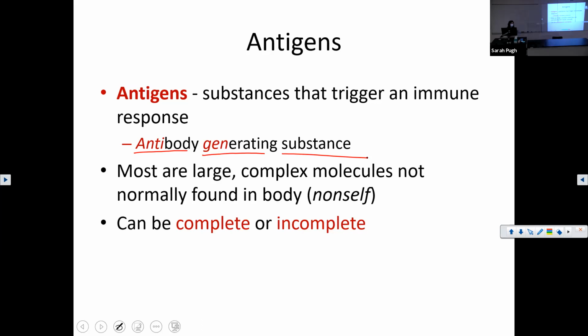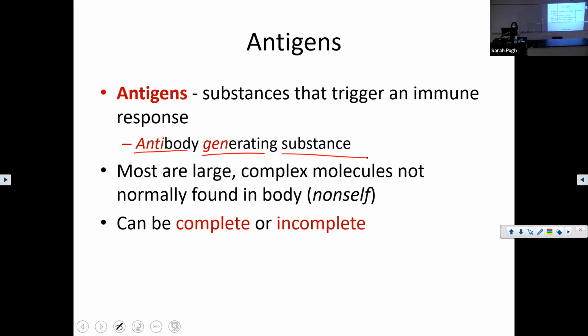So we have foreign antigens. These are things that get in your body that don't belong, that cause us to make antibodies to them. And then we also have self-antigens, right? Self-antigens are on the surface of our cells and they belong in our body. So when we talk about antigens in this chapter, we are always talking about foreign antigens, the ones that don't belong, that cause us to create antibodies.